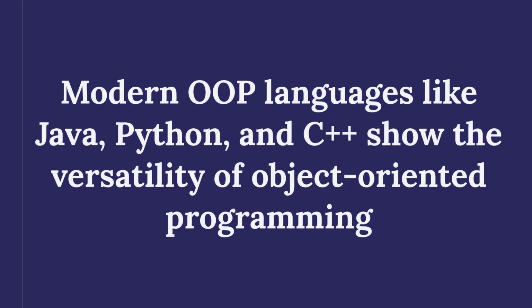Modern OOP languages include Java, Python, and C++. Java is used in enterprise and Android development. Python combines OOP with functional programming. C++ supports both procedural and object-oriented paradigms. These languages demonstrate the versatility of OOP.